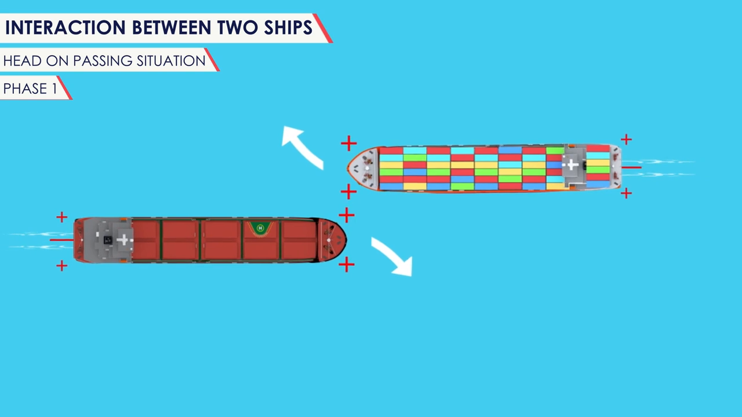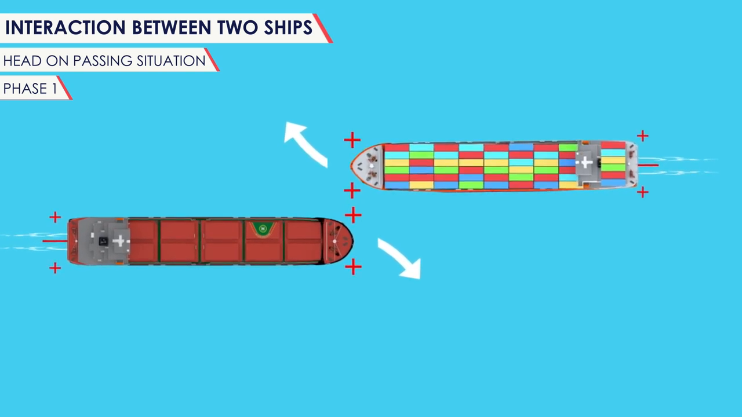So in phase one, as both ships approach on a head-on situation, positive pressure at the bow will cause them to repel each other. A helm order in the direction of passing, and in our case, a helm order to port side, is required to balance the interaction effect. A burst in the propeller wash may be briefly required to enhance the rudder thrust.